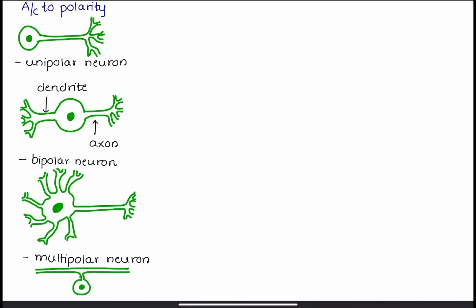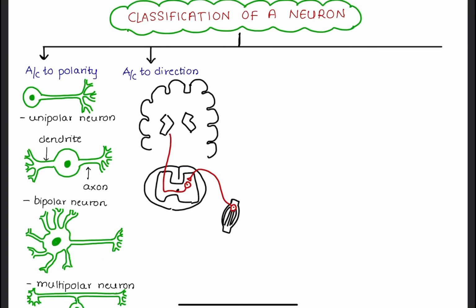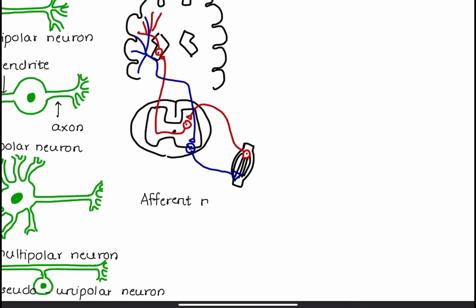If a neuron possesses only one process which acts as both an axon and a dendrite, it is called pseudo-unipolar neuron. Based on the function of a neuron, some neurons conduct signals from organs and tissues to the nervous system, while the other neurons carry signals from the nervous system back to the affected organs and tissues. So basically speaking, neurons conducting signals to the nervous system are called afferent neurons, and neurons carrying signals back from the nervous system are known as efferent neurons.